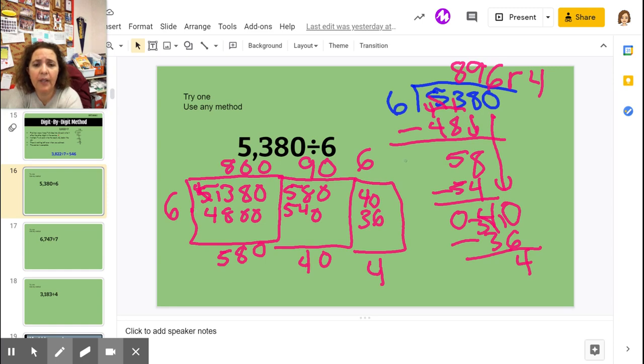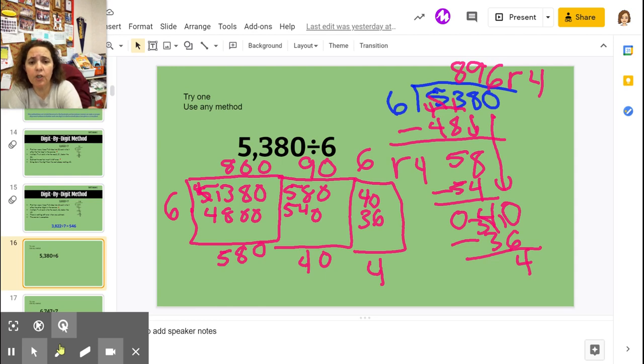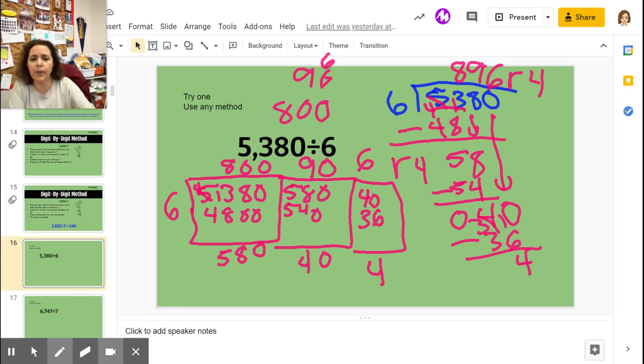So 890 remainder 4. And if you would have done it the expanded notation, right, then at the top, it would have been 800, and then 90, and then 6 at the top. And that gives you your 896 if you would have done the expanded notation, okay?